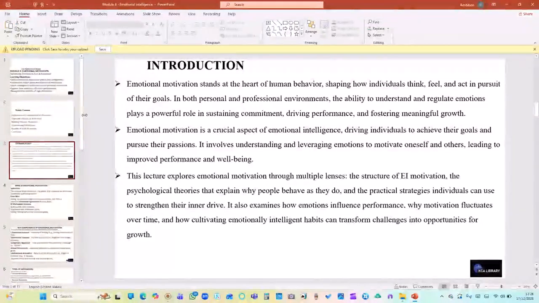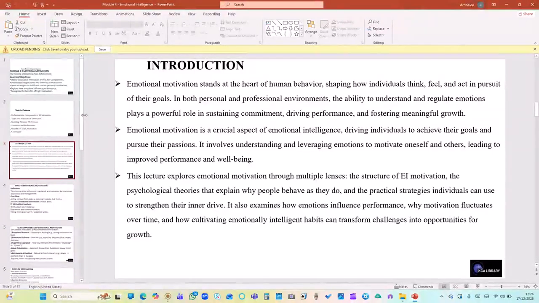Emotional motivation stands at the heart of human behavior, shaping how individuals think, feel, and act in pursuit of their goal. In both personal and professional environments, the ability to understand and regulate emotion plays a powerful role in sustaining commitment, driving performance, and fostering meaningful growth.